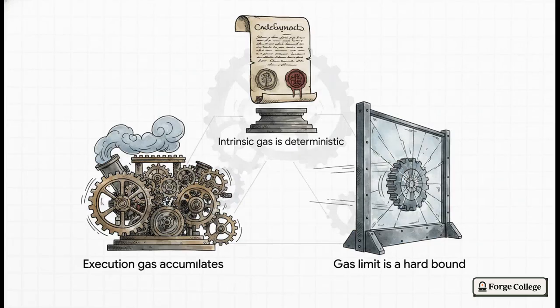All right, let's lock this all into memory. Here are the 3 core takeaways from this explainer. 1. Intrinsic gas is fully deterministic. You can compute it completely offline based purely on transaction fields. 2. Execution gas is a runtime accumulation of your opcode and memory costs. And 3. The gas limit is your hard execution bound. If you don't provide enough, your transaction aborts and you go absolutely nowhere.